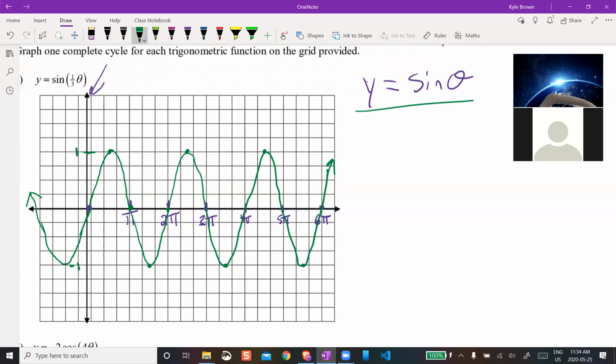So now what we're going to do is it has a horizontal stretch, or a b value of 1/3. Let's figure out what that means as far as our period. Period, remember, is 2 pi over b. So our period is going to be 2 pi over 1/3. Dividing by a fraction is the same as multiplying by the reciprocal. So that would be a period of 6 pi. That means this thing repeats the pattern every 6 pi.